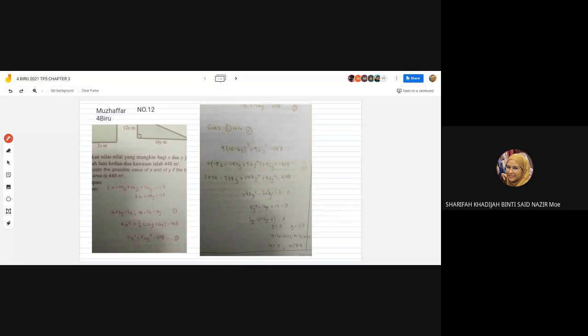Okay, anybody can help Mus? 1.2 is 6/5. 1.2 is, when you change it to a fraction using a calculator, 6/5. And then you change it into the factorization. So yeah, 5y minus 6.